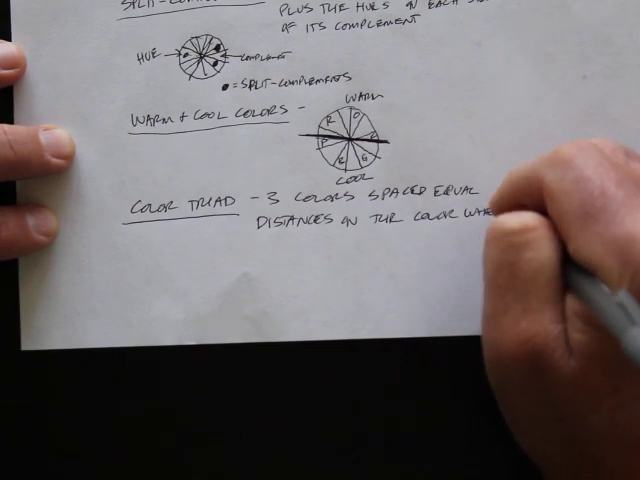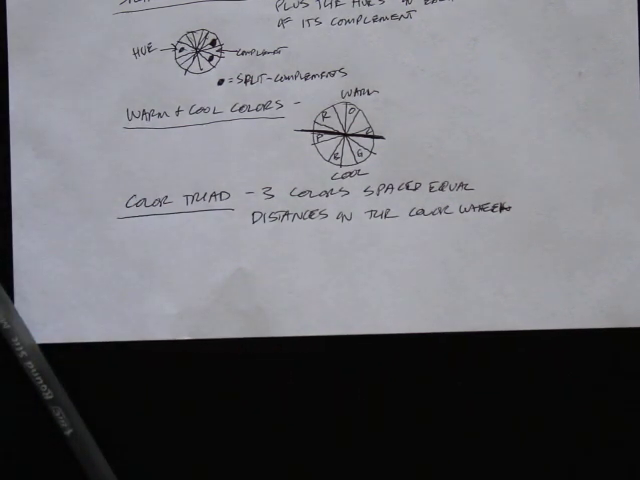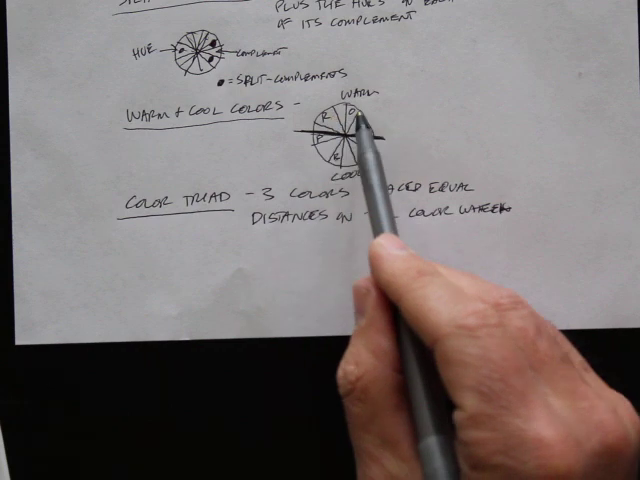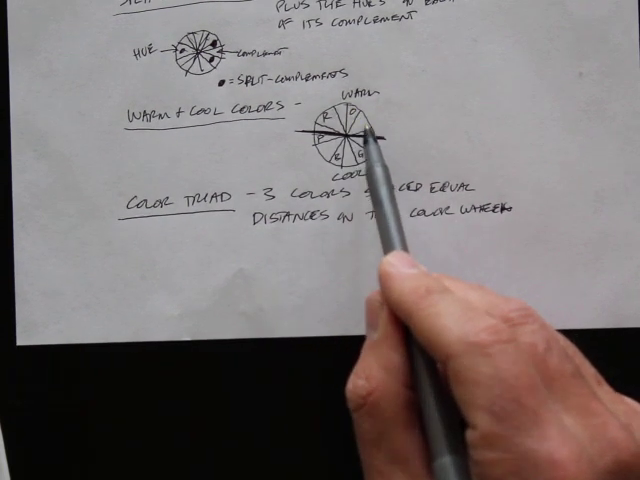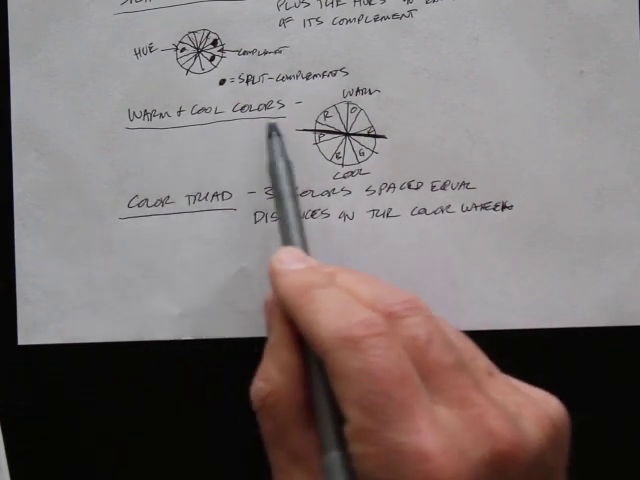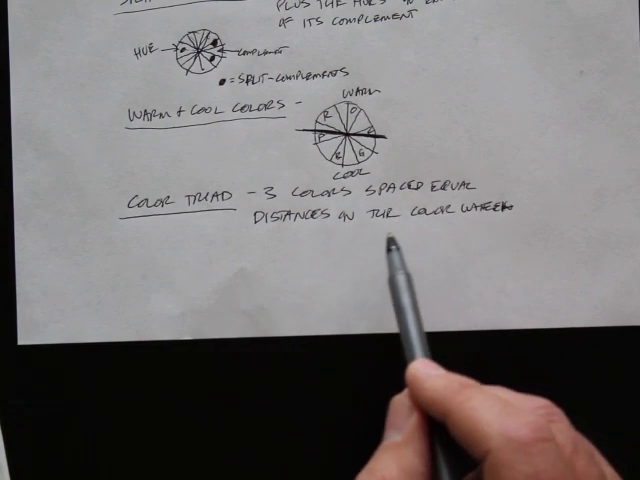This is a weird one to try to find an example for. I don't think we have a good example in here. So it's just 3 colors that if you were to look on the color wheel, so red, orange, and yellow, those are all equal distances from one another. And so you could use those 3. That would be warm colors, but it would also be 3 colors spaced equal distances on the color wheel.